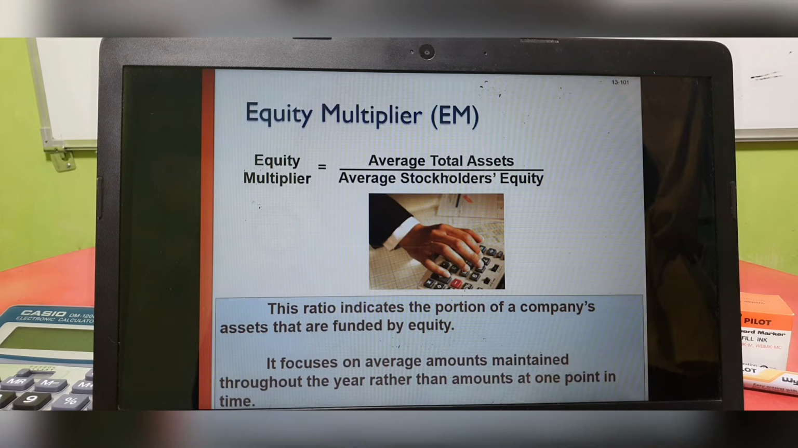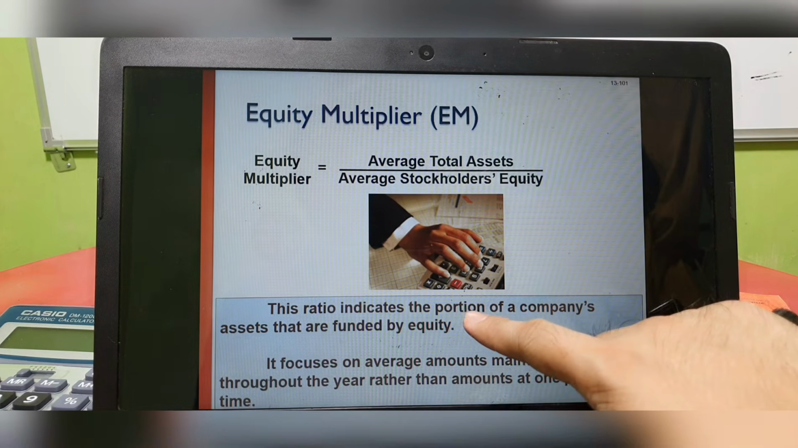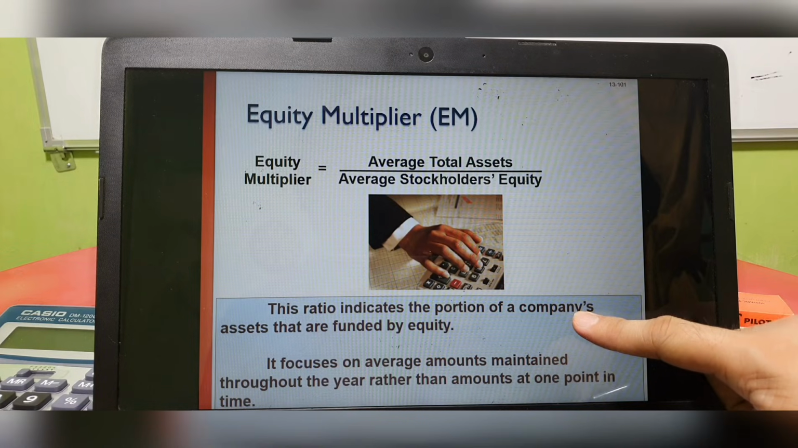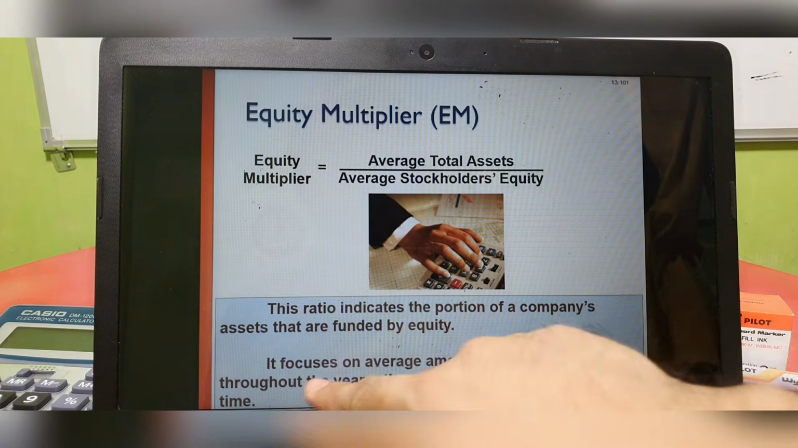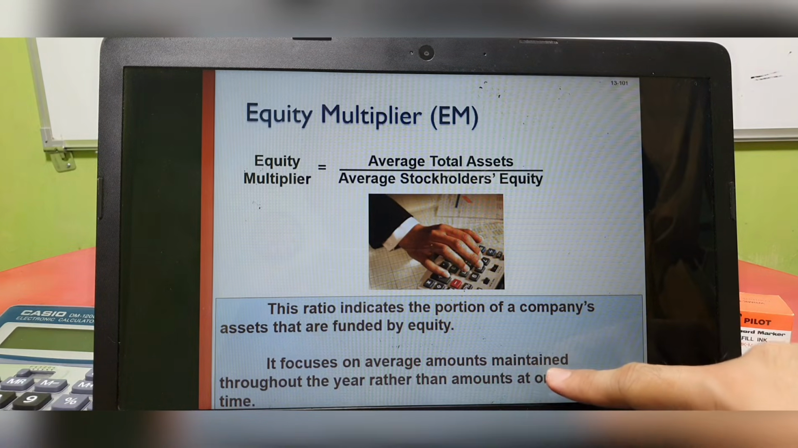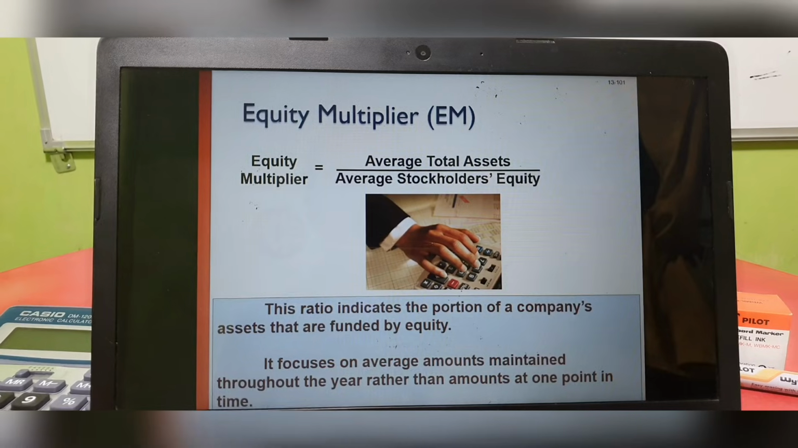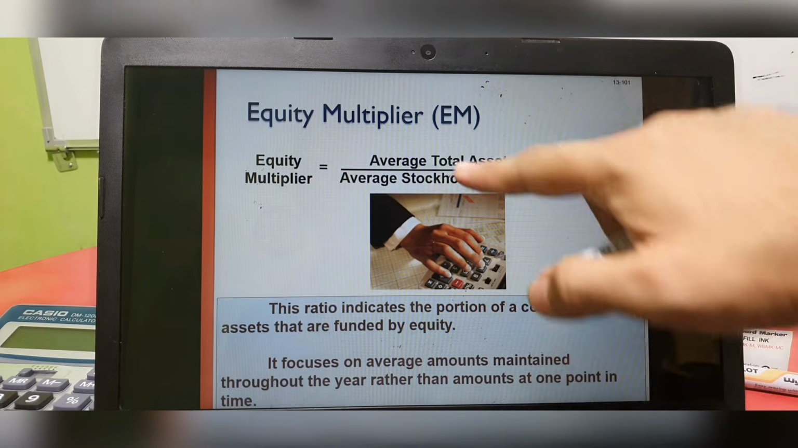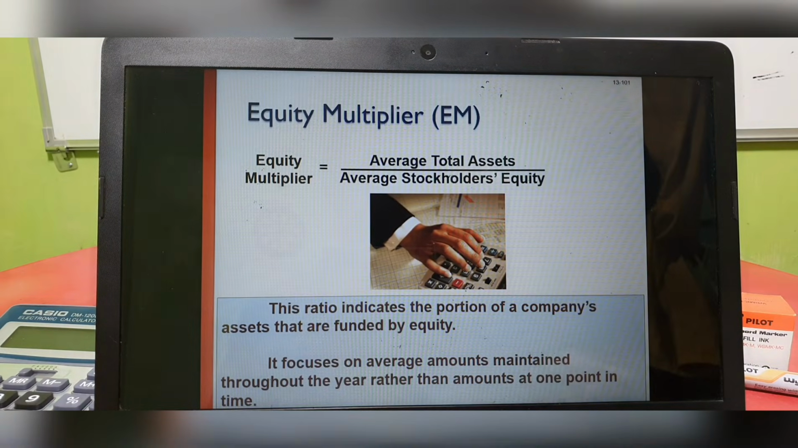Alright. Oops, equity multiplier. So, ito, sabi rito, it indicates the portion of a company's assets that are funded by equity. Kaya naman, asset over equity siya. And please take note of this. It focuses on average amounts maintained throughout the year rather than amounts at one point in time. Kaya naman, average total assets over average stockholders' equity.